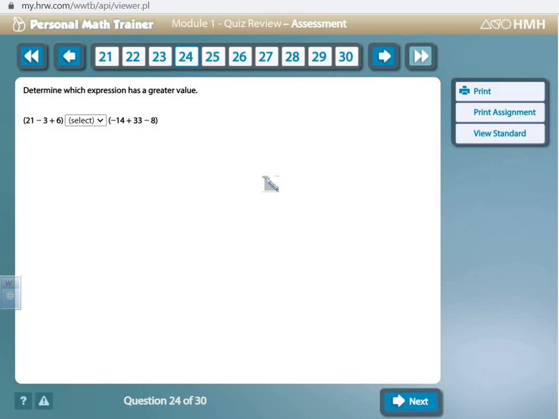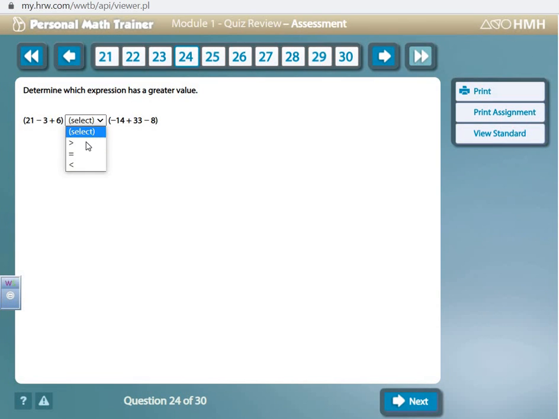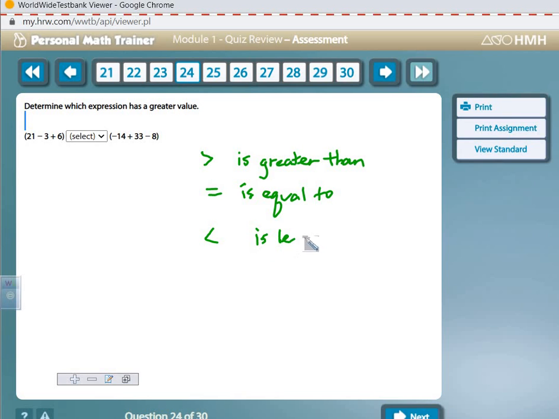All right? All right, and then here they're asking us to compare and say, is it greater than, equal, or less than? So remember, just a reminder, this symbol means is greater than, okay? This symbol means, of course, is equal to, and this symbol right here means is less than, okay?